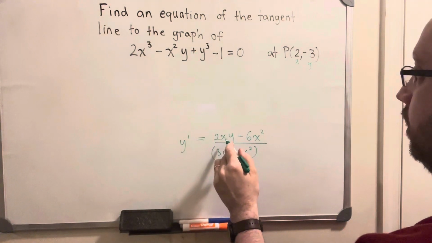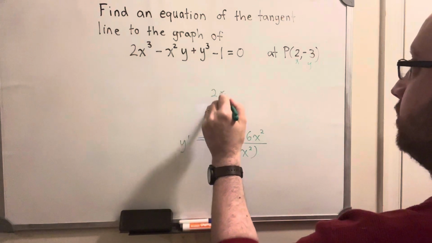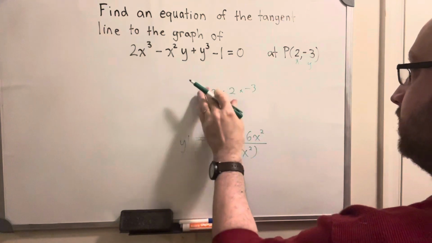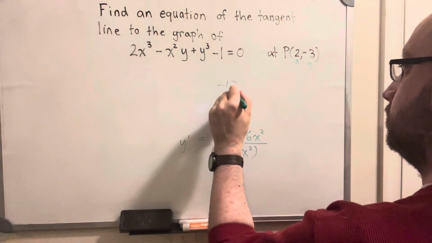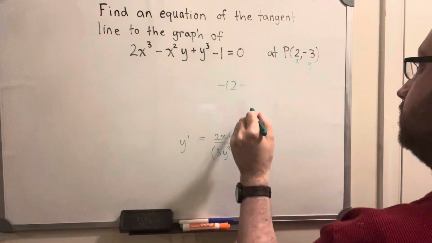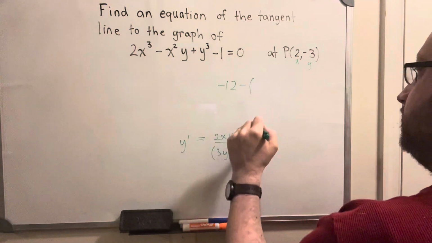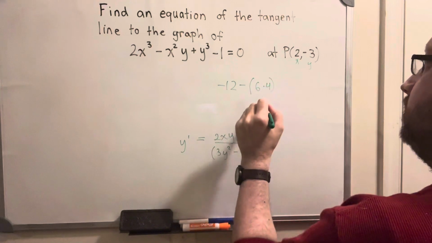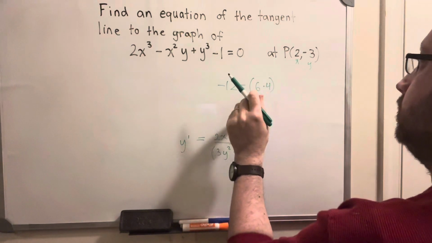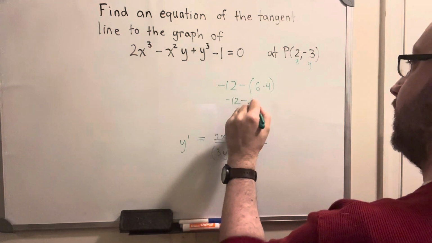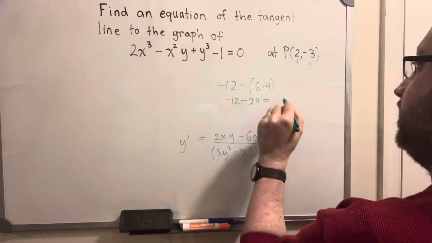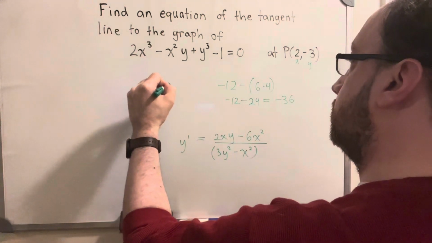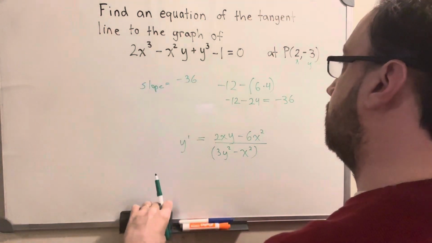What do we have in the numerator? 2 times 2 times minus 3. 4 times minus 3 is minus 12, minus 6 times 2 squared, which is 4. 6 times 4 is 24. Minus 12 minus 24 is minus 36. So I'm going to write slope so far minus 36.